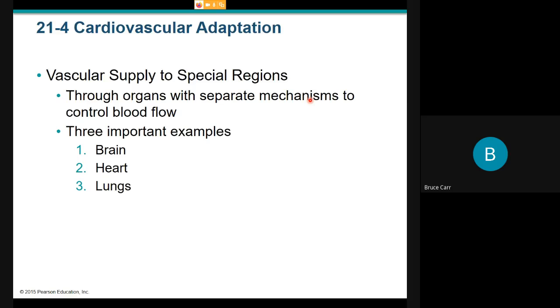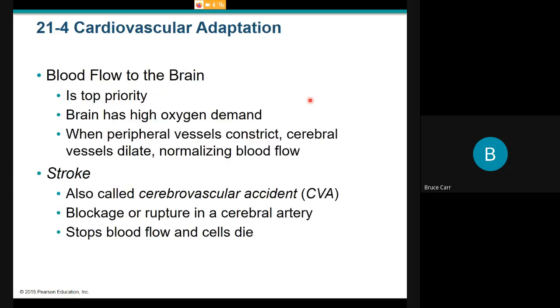As we look at the body and how it operates with all of these systems, you've got to ask the question, where does the blood go? This control is adjusted on a hypoxia basis, on an exercise basis, on an emergency basis. But we want to make a couple of points about these three places: the brain, the heart, and the lungs.